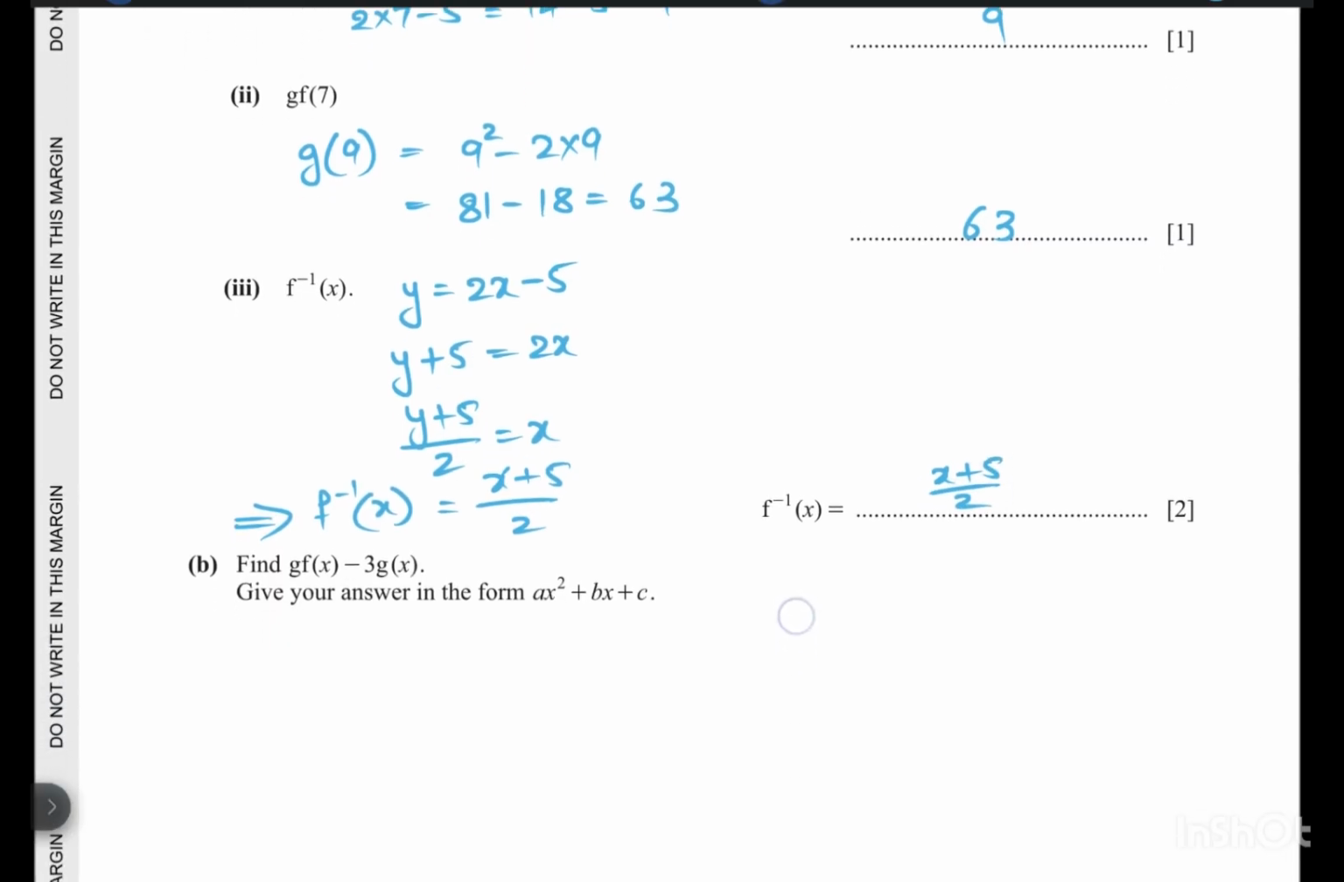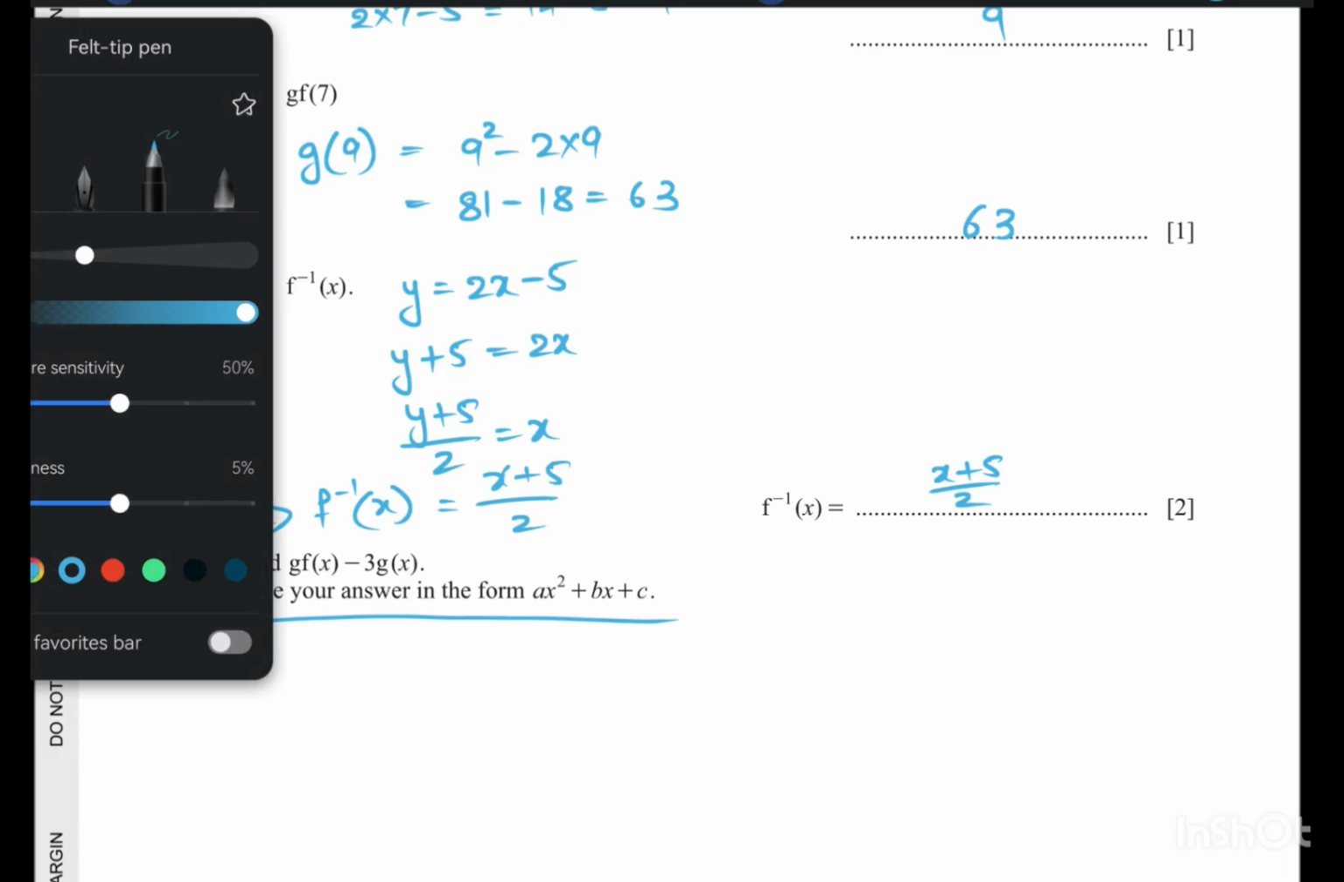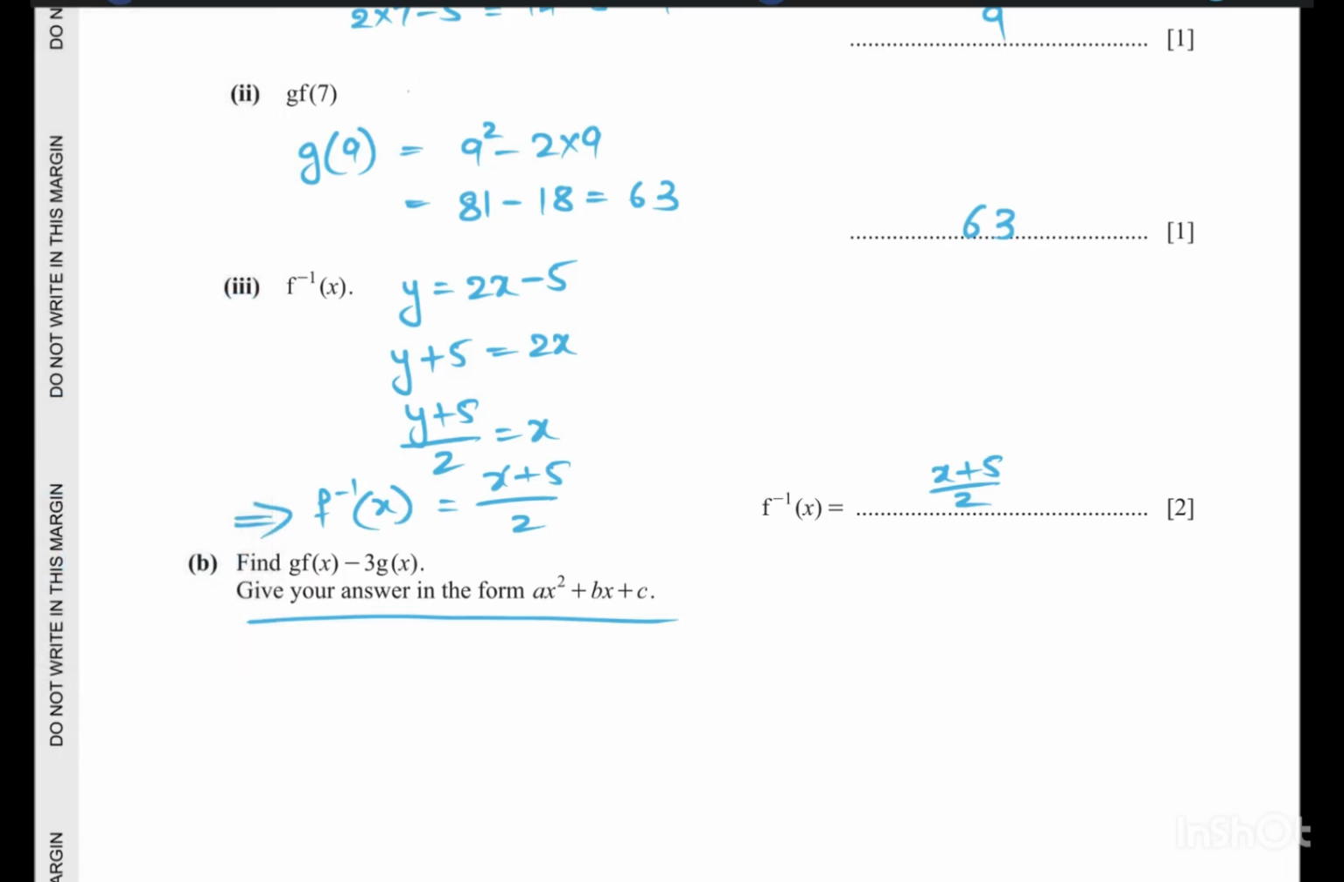Now question number B, find gf(x) minus 3g(x). So we have to find that, and your answer should be, as they have given here, in the form of ax square plus bx plus c. So gf of x will be, already f of x is given to us, f of x is 2x minus 5.